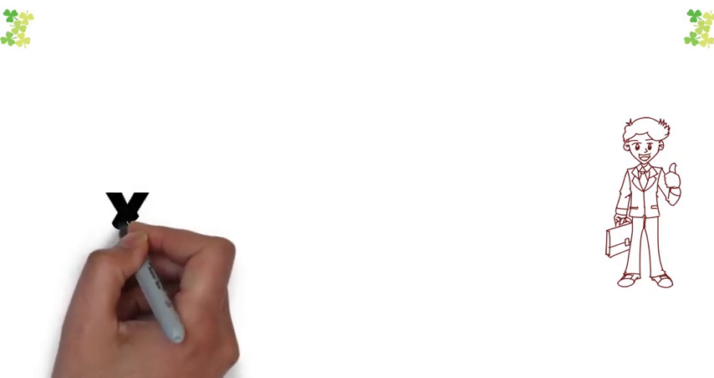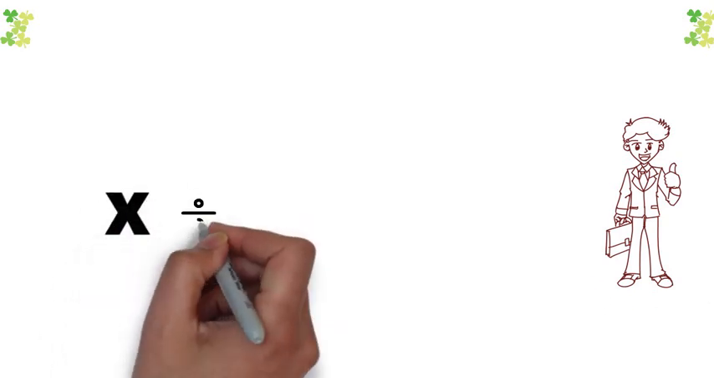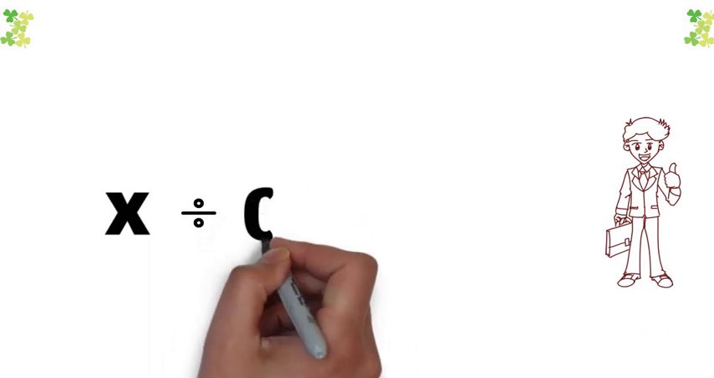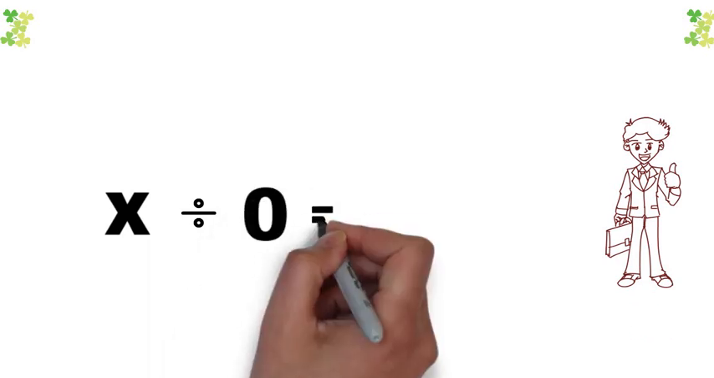So, well done. Now we understood that any number, let it be x, divided by 0 is undefined.